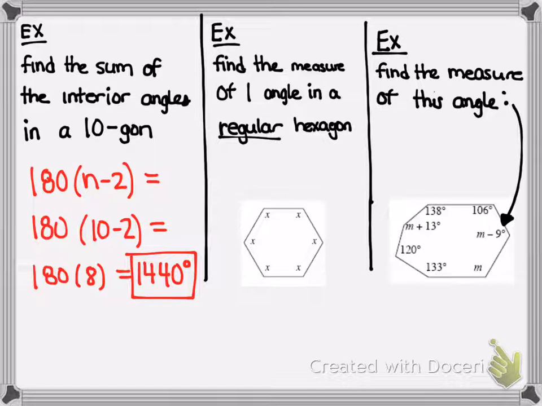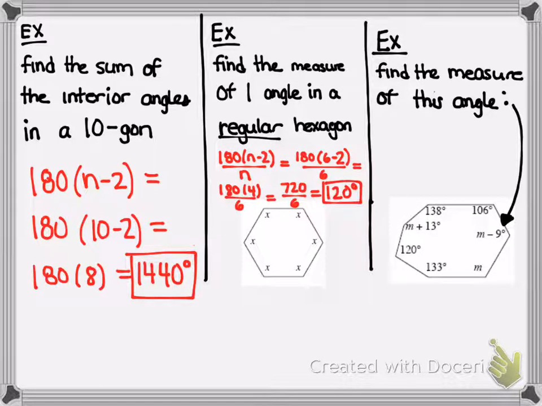In the second example, you're asked to find the measure of one angle of a regular hexagon. So again, we can use our formula 180 times n minus 2 to find the sum of the angles in a hexagon, but then we know we're finding just one angle, so we'll actually be dividing by n, the number of sides. So if I plug in 6, I end up with 180 times 4 all over 6, or 720 divided by 6, or 120 degrees for each individual interior angle in a regular hexagon.